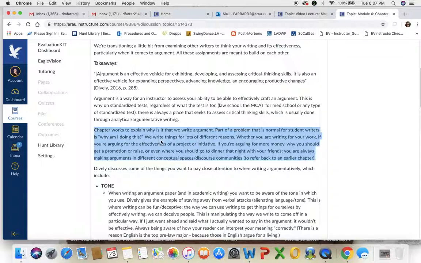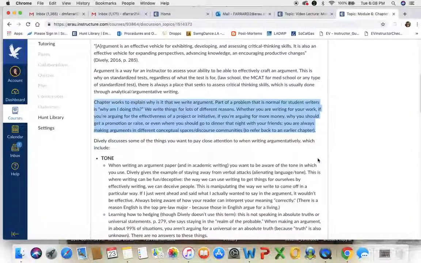And Dively talks about these types of things too, that we write for lots of different reasons, whether you're writing for your work, if you're arguing for the effectiveness of a project or initiative, if you're arguing for more money, why you should get a promotion or a raise, or even everyday things like where you should go to dinner that night with your friends. You're always making arguments in different conceptual spaces and discourse communities, to refer back to an early chapter. So based on the discursive context in which you're positing an argument, that will inform how you go about making that argument, which has to do with audience awareness.